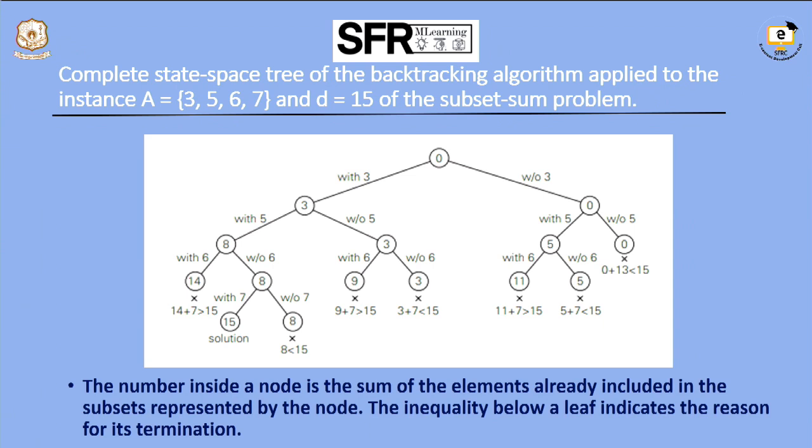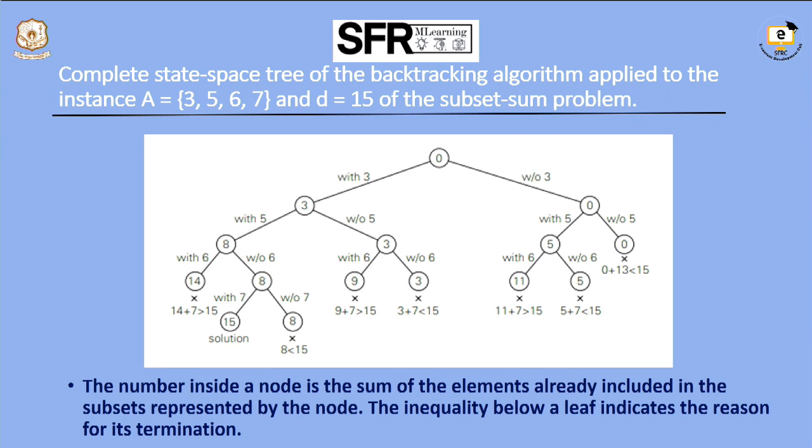So the basic idea is, in the state space tree, the number which we write inside each node is equal to the sum of the elements already included in the subset represented by that node. So the root node has no element, so the value is 0. The left side with the 3, once you add 0 plus 3 is 3, so write that weight as 3, the sum. Including 5 means 3 plus 5, 8, and then 8 plus 6, 14, 14 plus 7 will go right like that.